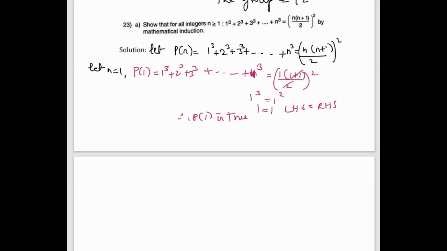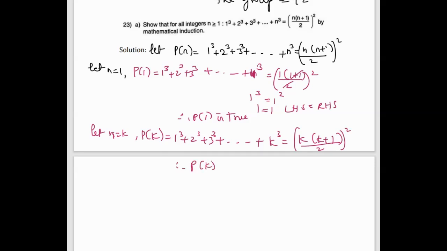Let n is equals to k. If n is equals to k, it is P of k is equals to 1 cube plus 2 cube plus 3 cube plus goes on till k cube equals k into k plus 1 divided by 2 whole square. Therefore, P of k is also true. Now we shall prove that P of k plus 1 is true.